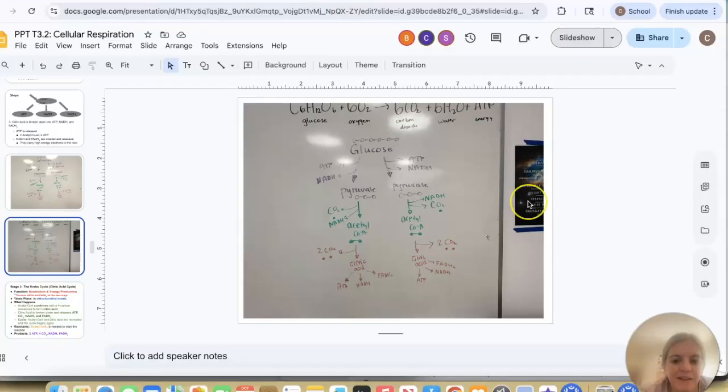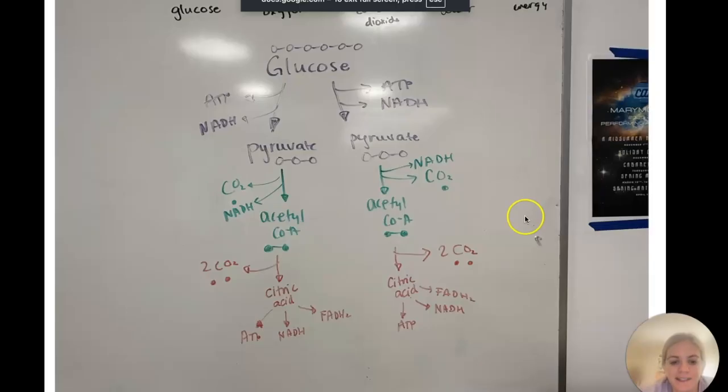That's the first part. Then citric acid is going to be further broken down into ATP, NADH, and FADH2. And you can see the same thing happens to the citric acid over here. It's broken down into ATP, NADH, and FADH2. So the Krebs cycle is a little bit more complex, but I would really think of it as those 2 steps. First, acetyl-CoA is broken down, and then citric acid gets broken down further.